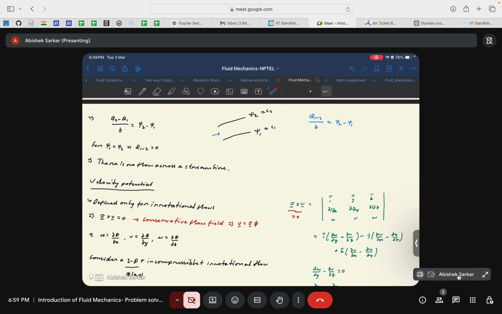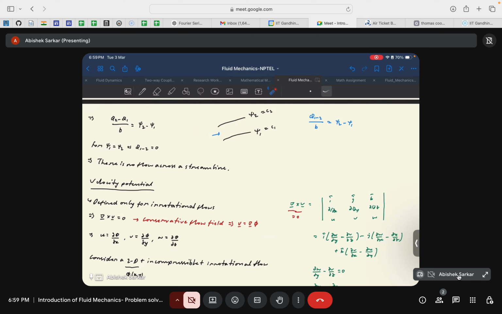Okay, so the thing is, in very simple words, stream functions can be used to quantify the flow rate across two streamlines for a 2D incompressible flow. That is, if Q2 and Q1 are the flow rates at these two different streamlines, then Q2 minus Q1 would basically give you the flow rate between these two streamlines. So Q2 minus Q1 divided by V gives you psi 2 minus psi 1.